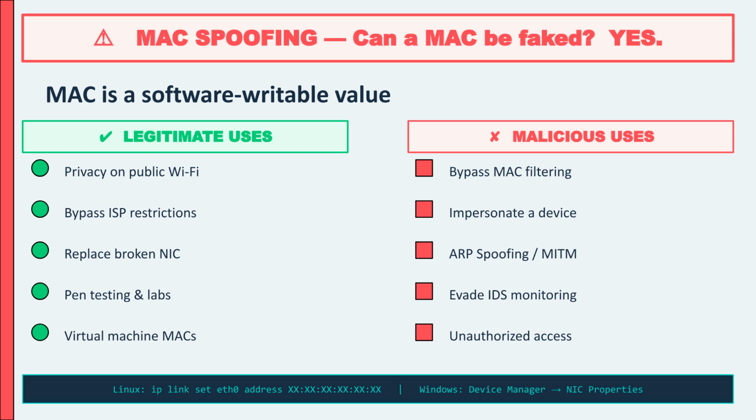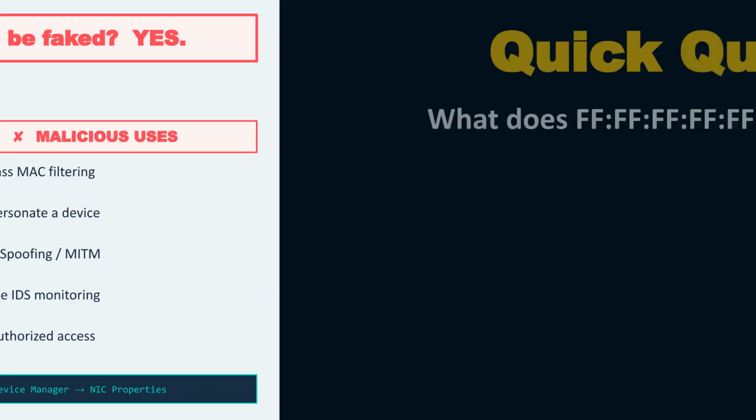MAC spoofing is possible because the MAC address is a software-writable value. Legitimate uses include privacy on public Wi-Fi or replacing a broken NIC. Malicious uses include bypassing MAC filtering or performing ARP spoofing. Use this capability wisely. Quick quiz.